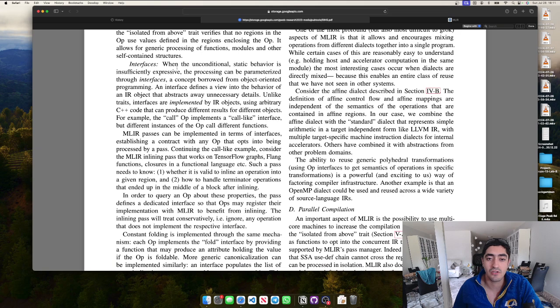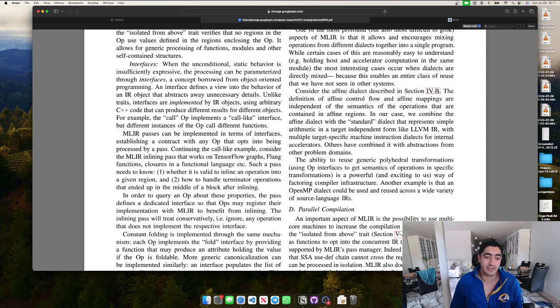Interfaces. When the unconditional static behavior is insufficiently expressive, the processing can be parameterized through interfaces. A concept borrowed from object-oriented programming, an interface defines a view into the behavior of an IR object that abstracts away unnecessary details. Unlike traits, interfaces are implemented by IR objects using arbitrary C++ code that can produce different results for different objects. For example, the call operation implements a call-like interface, but different instances of the operation call different functions.